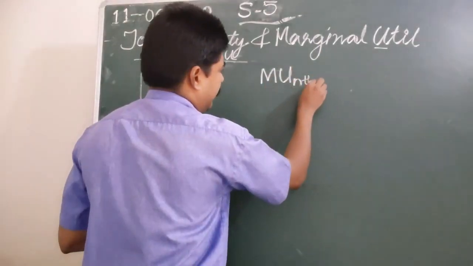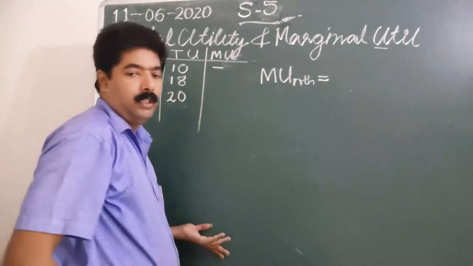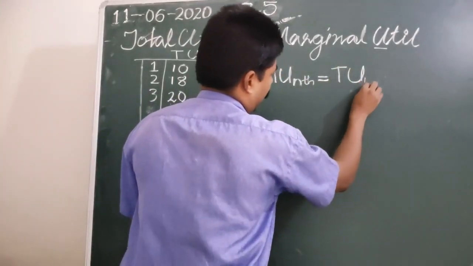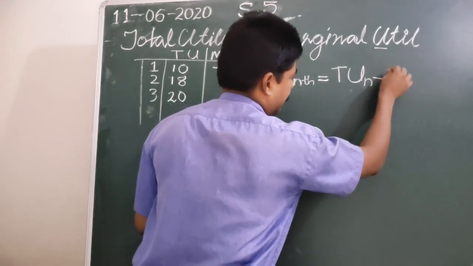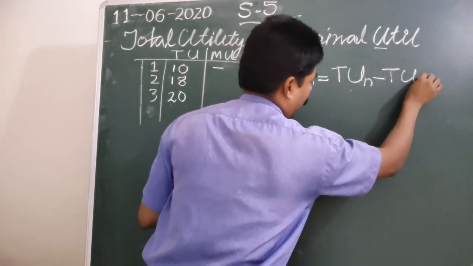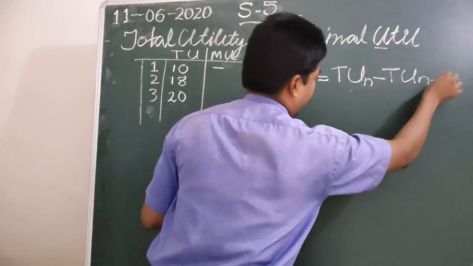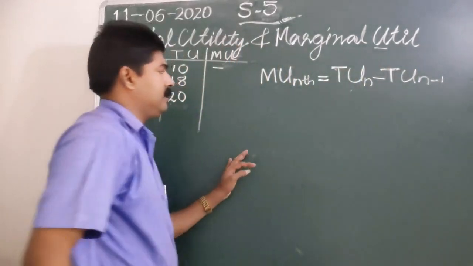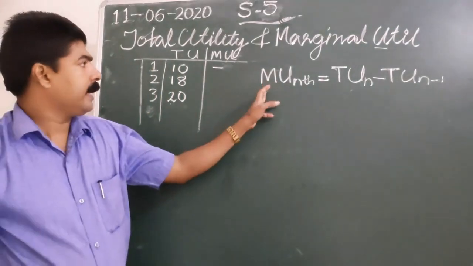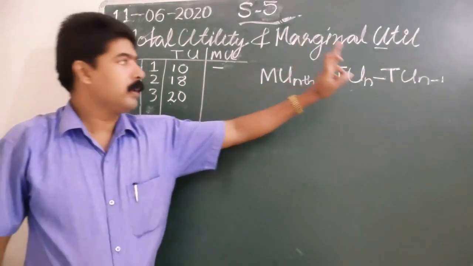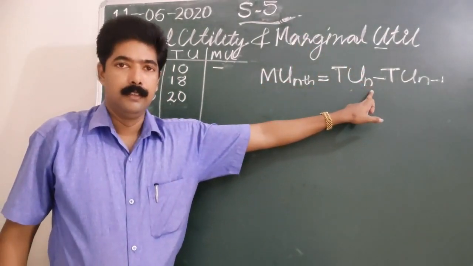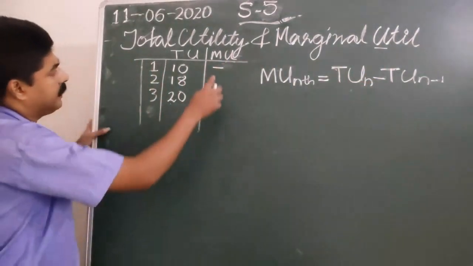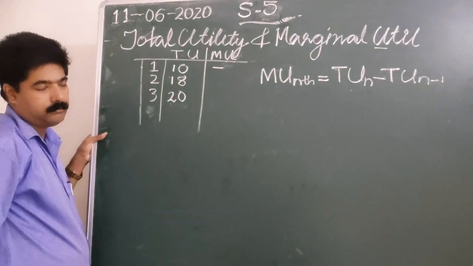Marginal utility of the nth commodity is equal to total utility of n commodity minus total utility of n minus 1. This is the symbolical expression to obtain marginal utility from total utility. By using this formula, what is the marginal utility that I got here?